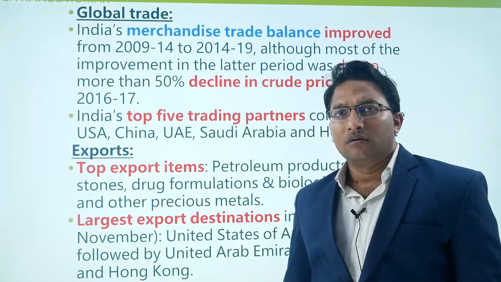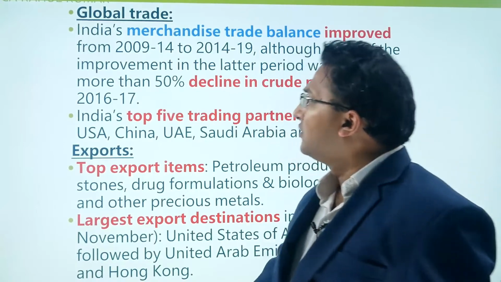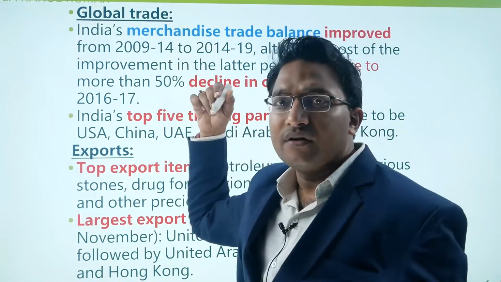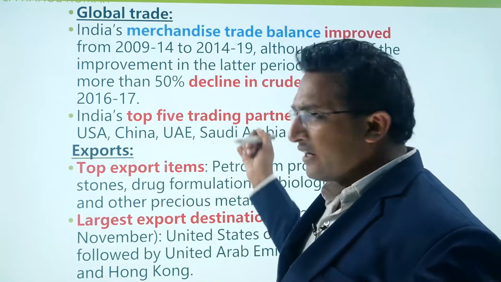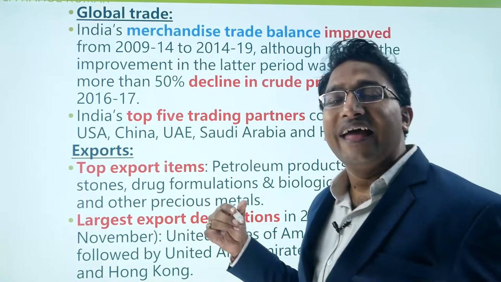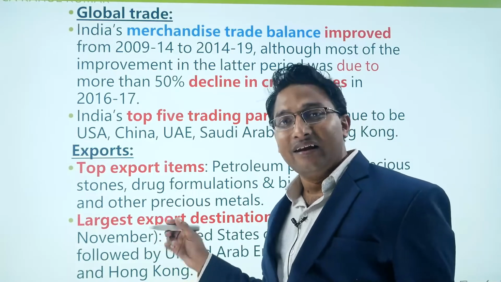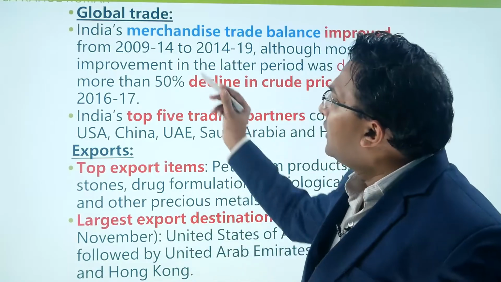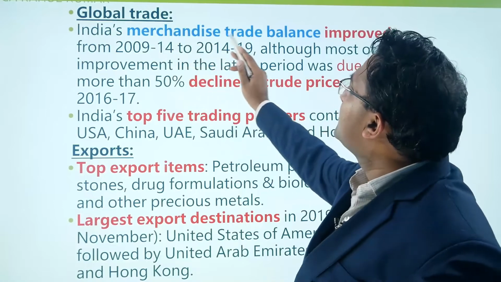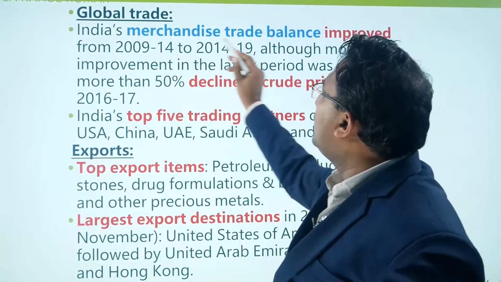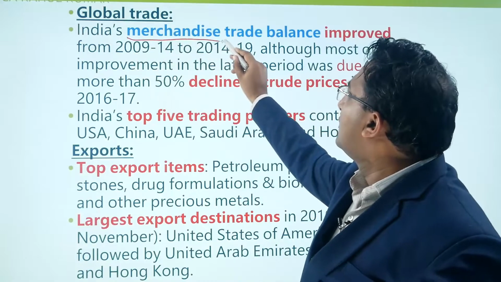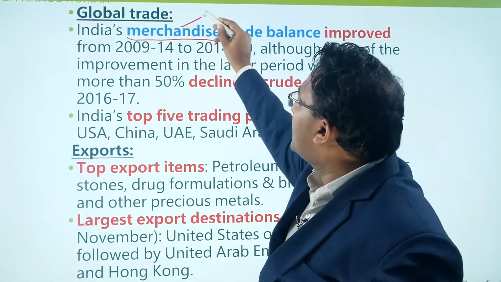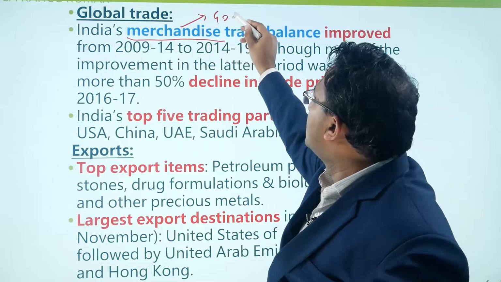Now, global trade. So global trade represents export and import both. So let us read this slide and we will analyze this slide in detail in the upcoming slides. India's merchandise trade balance. Do you remember the word merchandise? So the merchandise word here represents the goods.